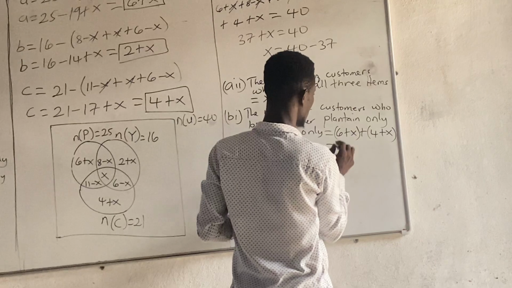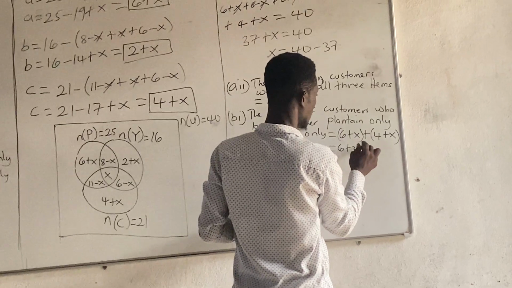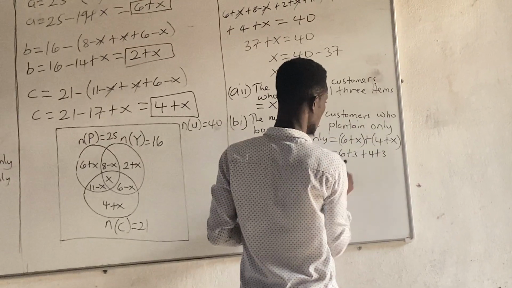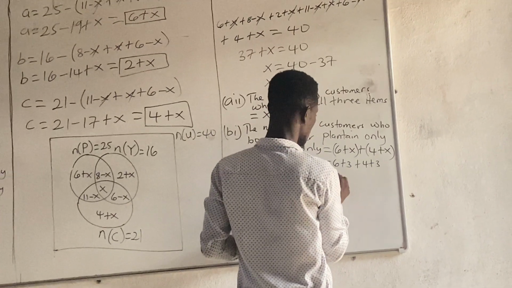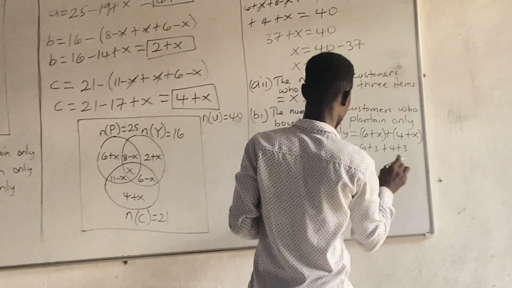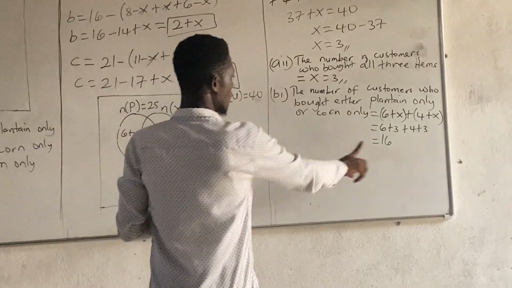So x was calculated as 3, so 6 plus 3 plus 4 plus 3. 6 plus 3, that's 9. 9 plus 4 is 13. So this will give you 16 customers. So this is not the answer.